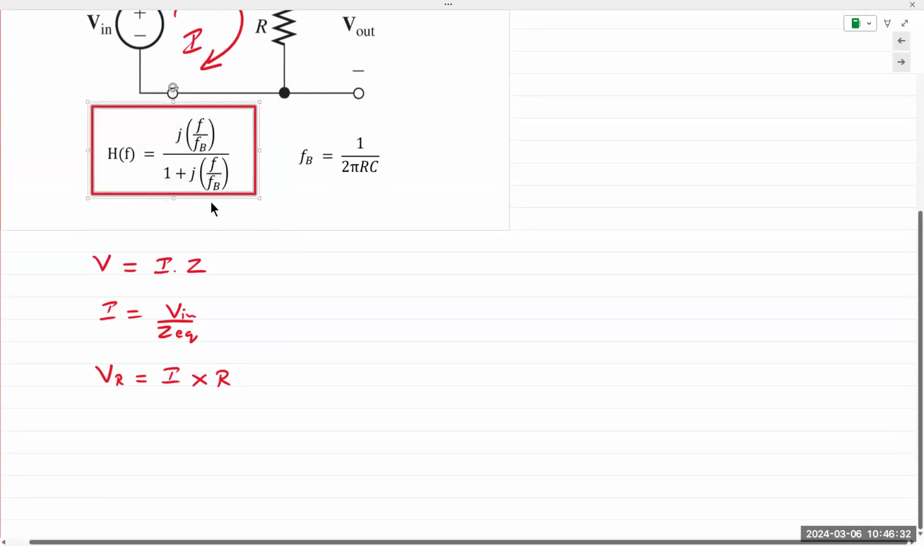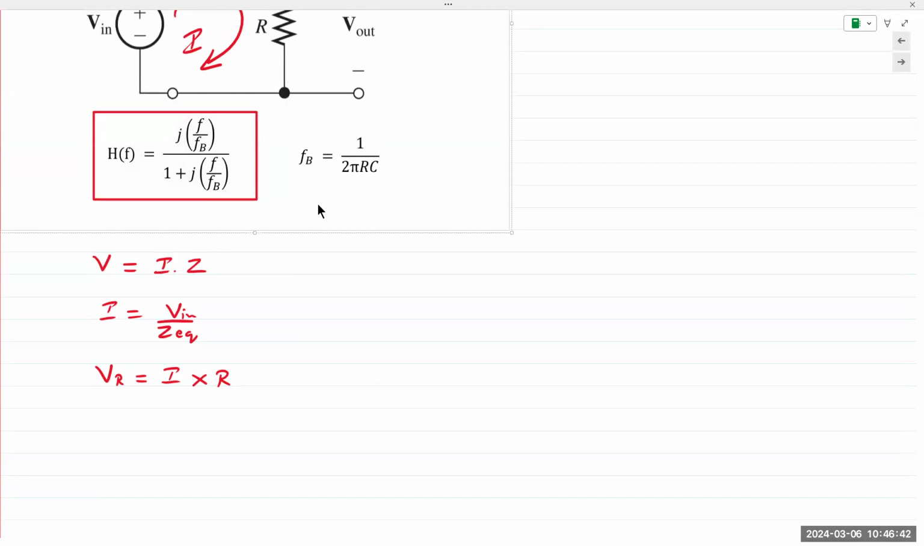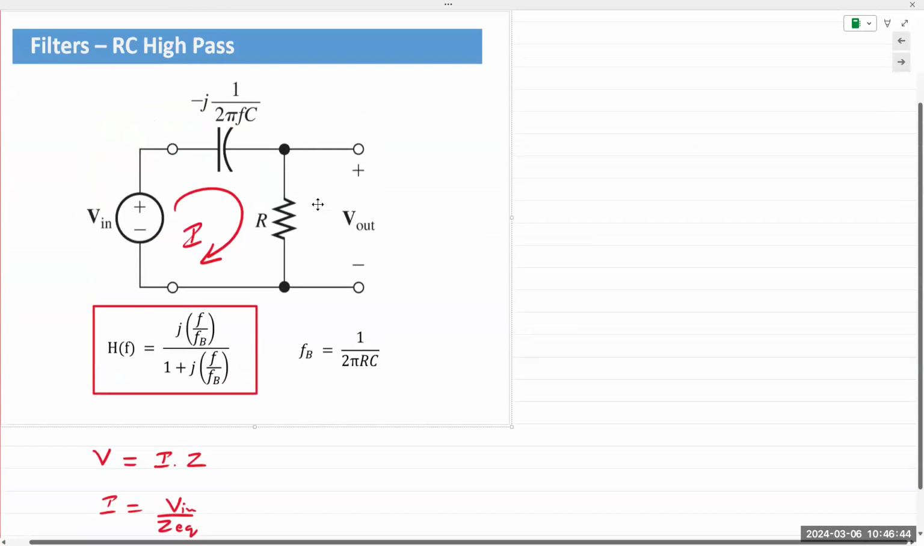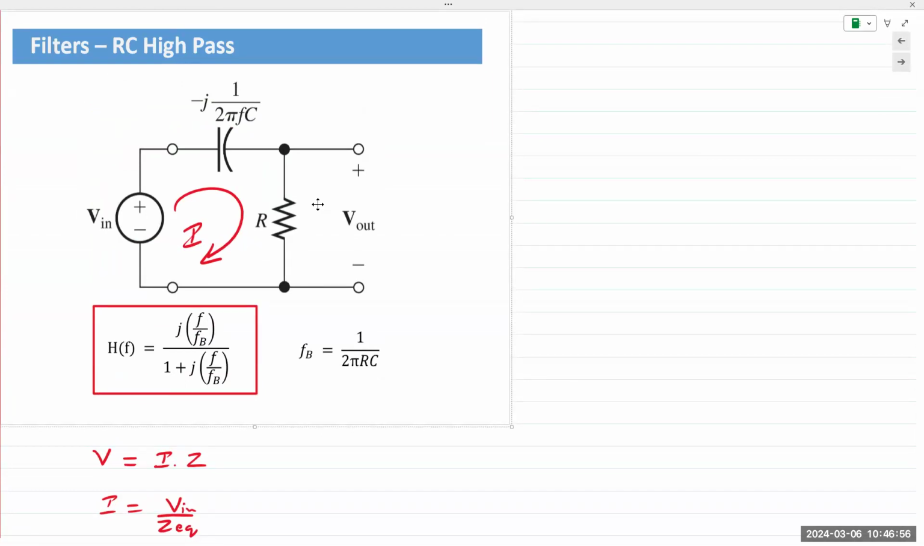The denominator is exactly the same. The numerator changes. Numerator is not 1 anymore. You get JF over FB divided by 1 plus JF over FB. The term remains the same. You have an extra quantity in the numerator. F is still the variable. The transfer function is a function of that variable F, which is the input frequencies. FB is still the break frequency, the cutoff frequency. And for an RC filter, it still remains the same, 1 over 2 pi RC.